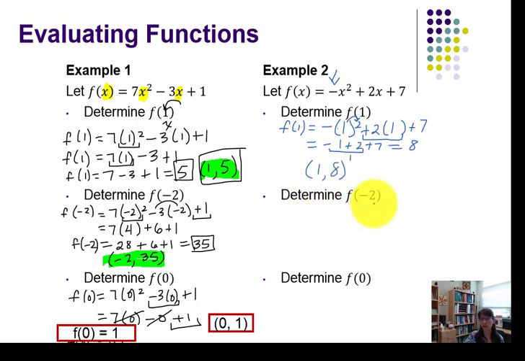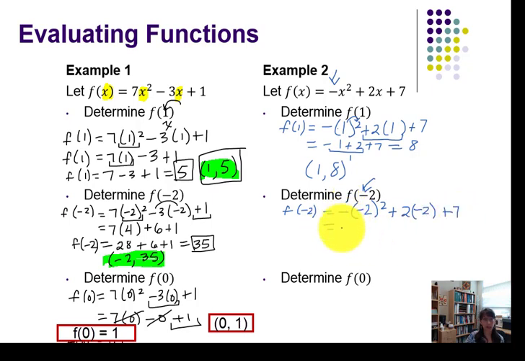Next we'll determine f of negative 2. So we have our negative times our quantity squared. This time notice that the substitution for x is a negative number. So be sure to include the negative in that parenthesis. Then we have plus 2 times the x value of negative 2, add 7 last.